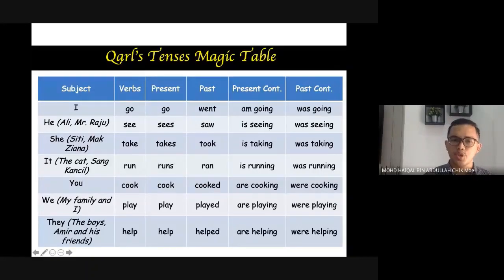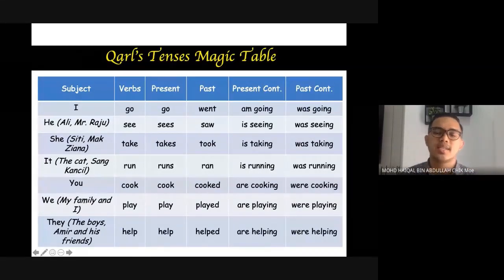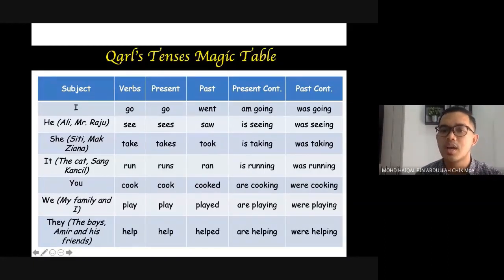If I put you here, you are seeing. You were seeing. Then he is taking. He was taking. So the people tend to be a bit confused. Am, are, then is back, and then are back. So that's why I arrange it like this, so that people can see the changing pattern. Or am, is, are. This also helps them to sort of memorize the table.